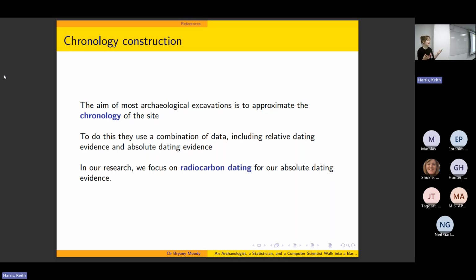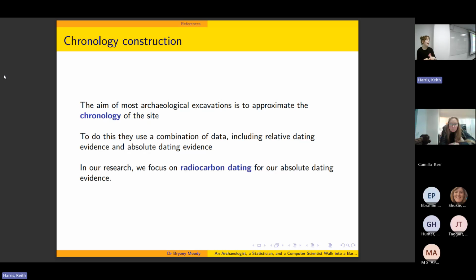They have a wealth of data that they collect while they're doing this. It's broadly split into two categories. There's absolute dating evidence. This usually comes from scientific dating, so samples which are then radiocarbon dated, for example. And then there's also relative dating evidence, and I'll talk a little bit later about what that looks like. In my research specifically, I focus on radiocarbon dating, and I'll explain later why not only is the combination of these two different types of evidence interesting, but radiocarbon dating itself presents an interesting statistical problem.